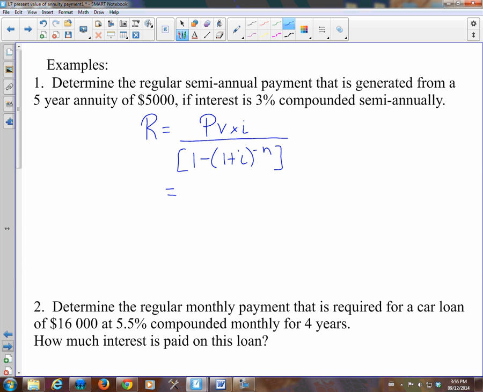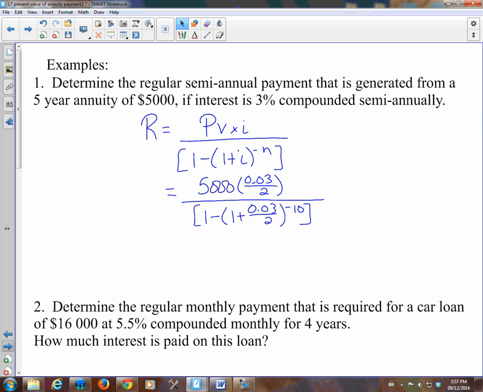Determine the regular semi-annual payment that's generated from a 5-year annuity of $5,000 if interest is 3% compounded semi-annually. So the regular semi-annual payment: our present value is $5,000 times the interest, 0.03 divided by 2 because it's compounded semi-annually. And then we've got 1 minus 1 plus our interest, 0.03 divided by 2, and semi-annually for 5 years makes that negative 10.